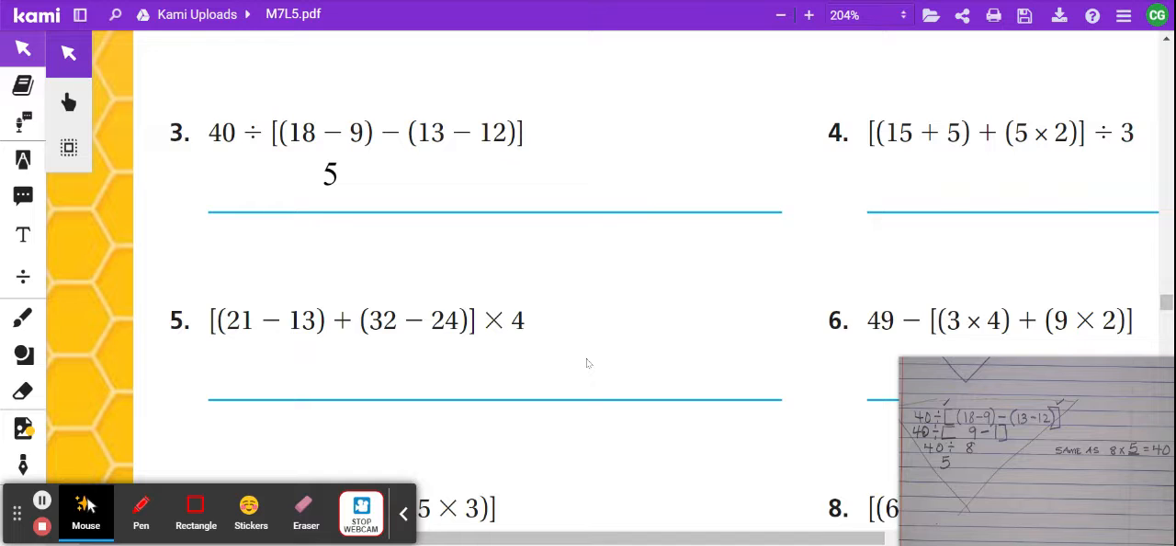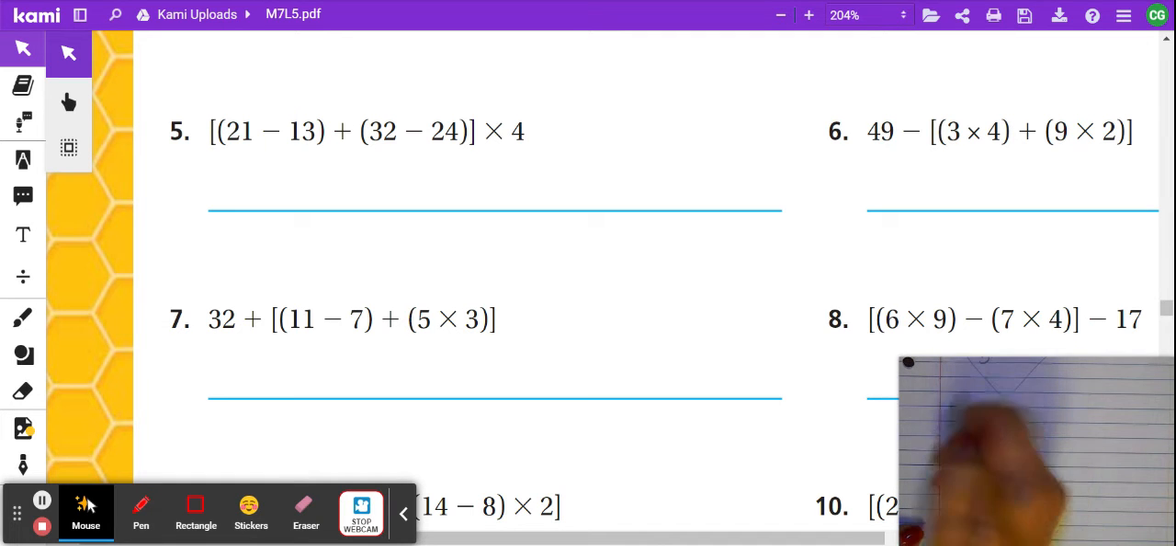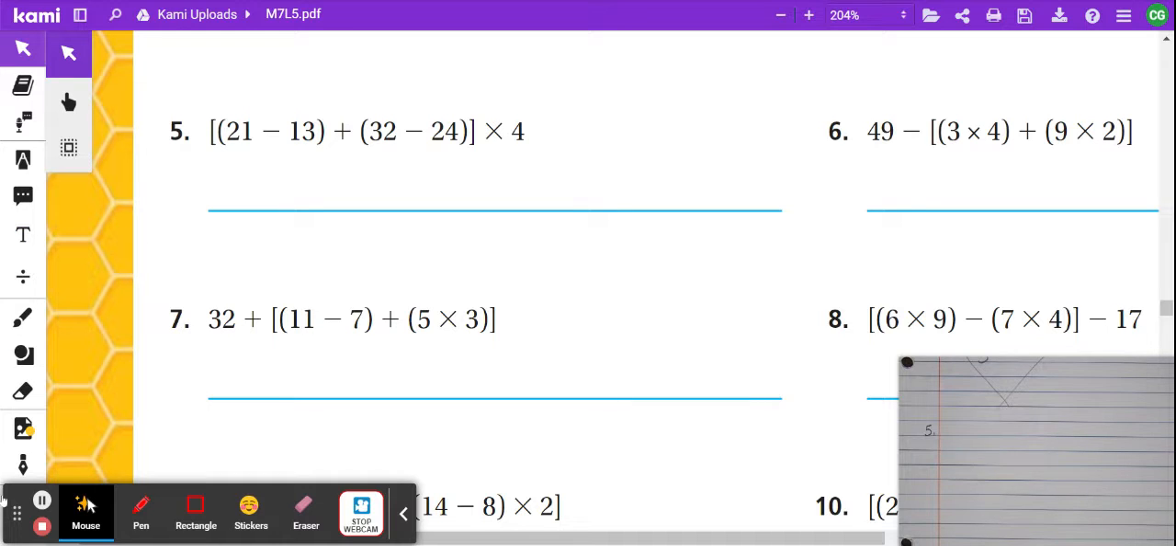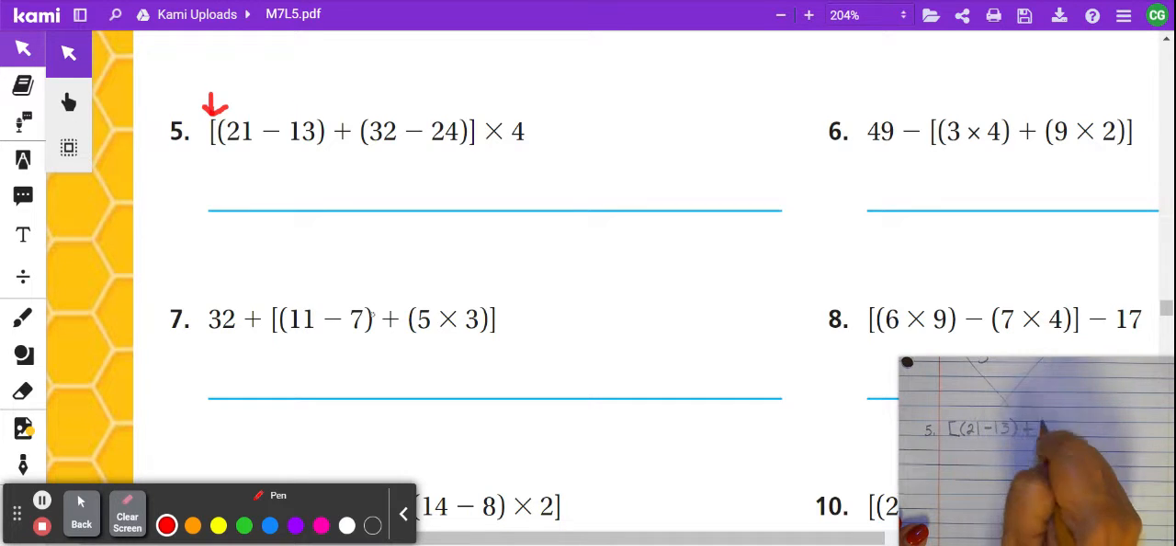Let's move to number 5. I'm going to scoop my paper down. You can see here I'm in this corner. Now repeat it while we're saying it, right? I'm starting off with the bracket, right? So I'm going to say bracket, parentheses, 21 minus 13, close parentheses, plus parentheses, 32 minus 24, parentheses, bracket, times 4.